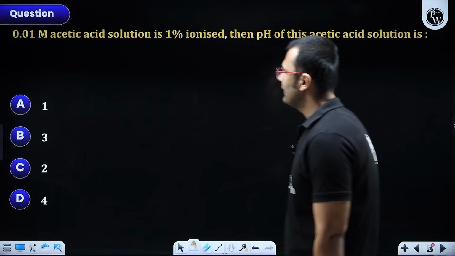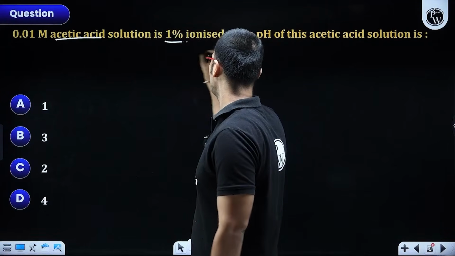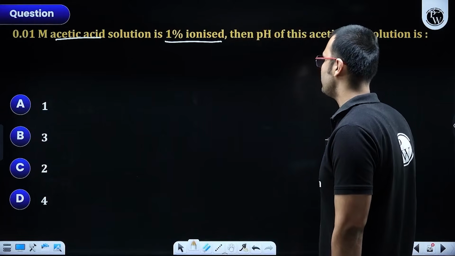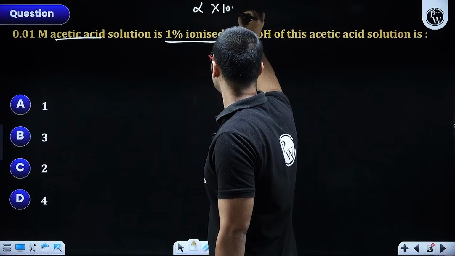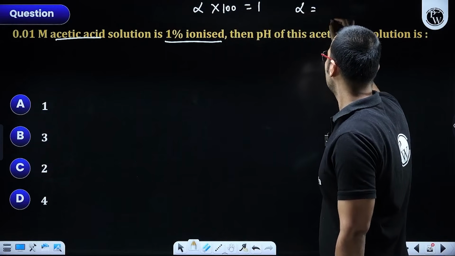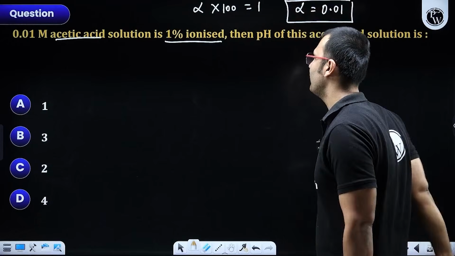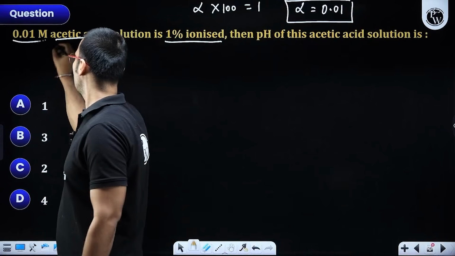0.01 molar acetic acid, a weak acid solution, is there, which is 1% ionized. So they have given the percentage dissociation, percentage ionization. That means alpha into 100, which we say percentage dissociation, is 1. So alpha will be how much? 1 upon 100, meaning 0.01. So the degree of dissociation they have indirectly given as 0.01. Concentration of weak acid is given as 0.01 molar.